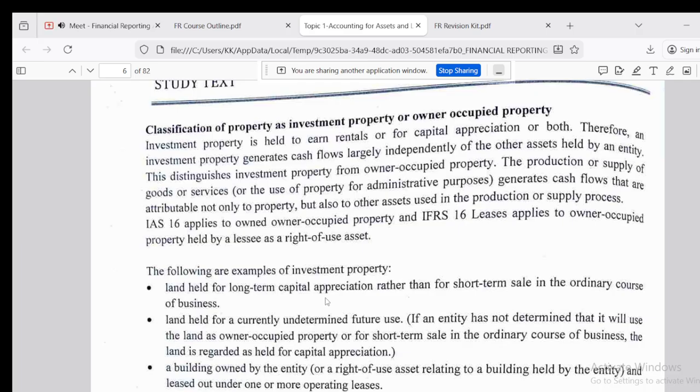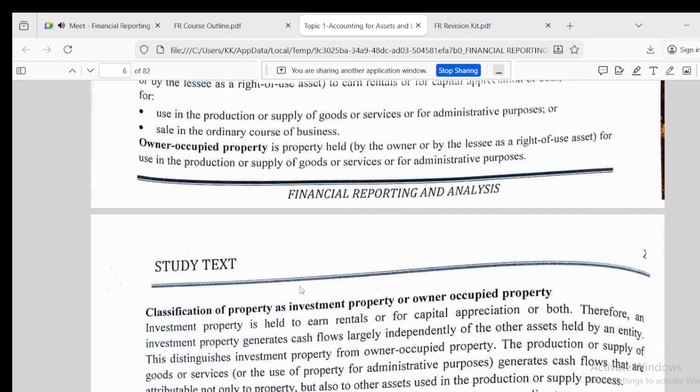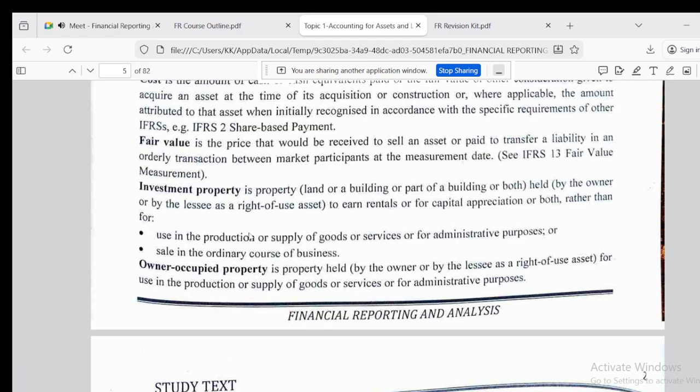So, classification of property as investment property or owner occupied property. When you check the definition of investment property and you check owner occupied property, you see it is property held for use in the production or supply of goods or services. It is the opposite of investment property. I don't know how I can differentiate the two. Investment property is used only to earn rental.